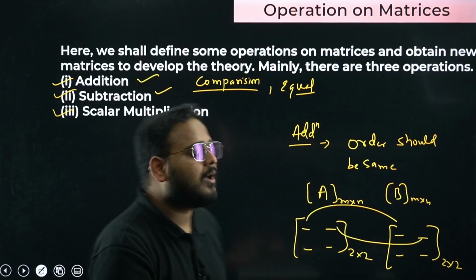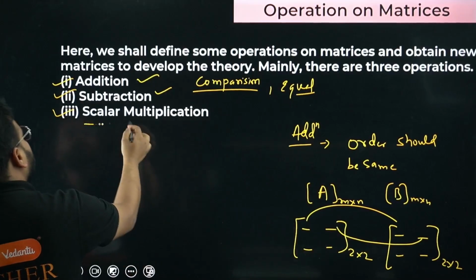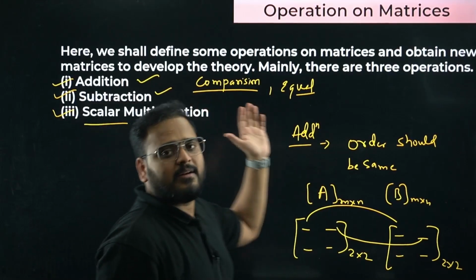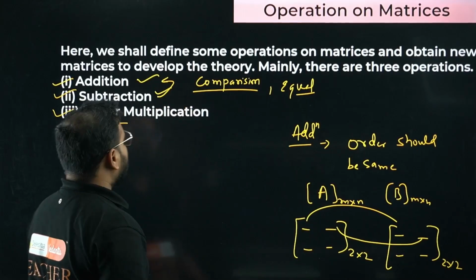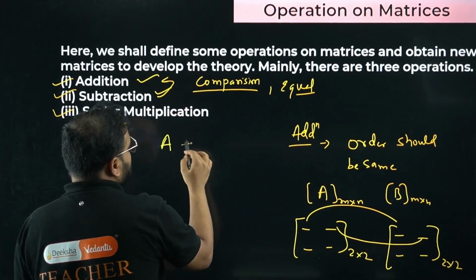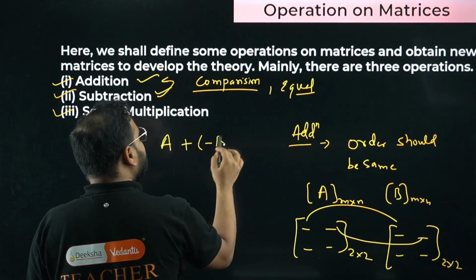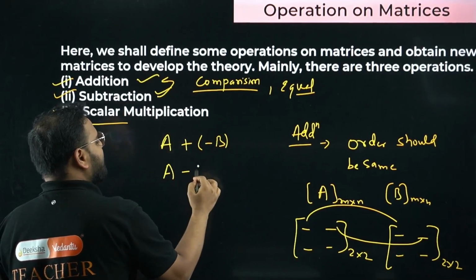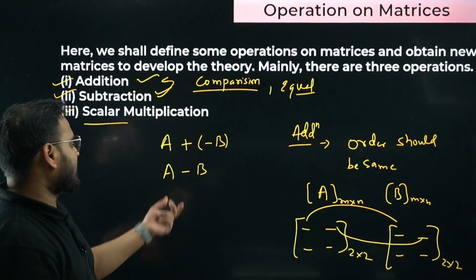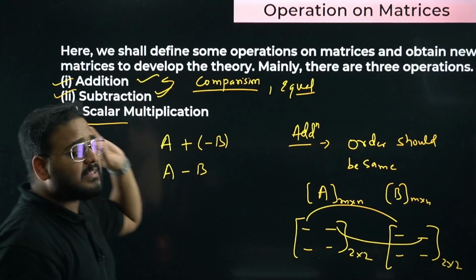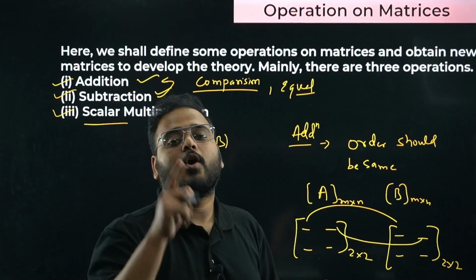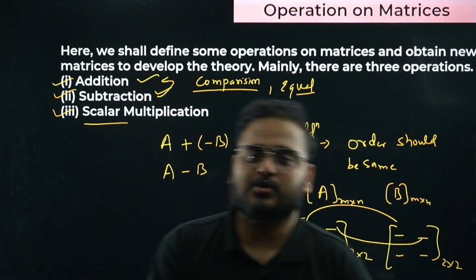That is very, very simple. What else we have, sir? What about subtraction, bacha? You know subtraction is again a different type of addition only. How can I say that, sir? If I'm writing, let's say, A plus minus B, it will become A minus B, no? Simple. So I can express subtraction in terms of addition. So the condition will remain the same for subtraction also. What is the condition? Order has to be the same.